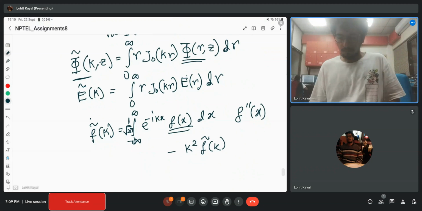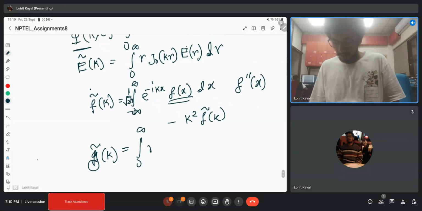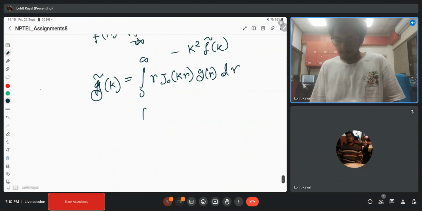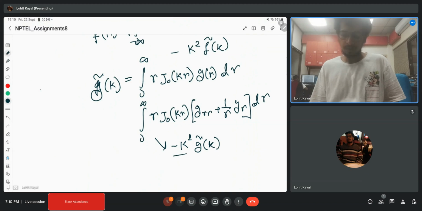Now similarly in cylindrical geometry, if you have a term like this, let's write g tilde of k equal to the integral from 0 to infinity of r J0(kr) g(r) dr. Then the integral from 0 to infinity of r J0(kr) (g_rr + (1/r) g_r) dr will give you minus k square g tilde of k.